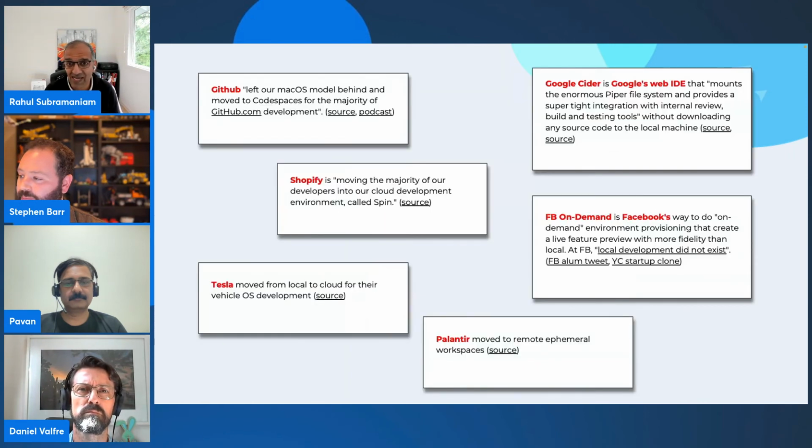If you can go on to the next slide, here are just some examples that we pulled up from the same article as well as the Twitter feed. GitHub, Google, Shopify, Tesla, Palantir, Facebook, they've all completely moved to remote development. And they've built their own systems. They've built a whole lot of infrastructure to enable this for their entire workforce because they truly see the benefits of doing this.